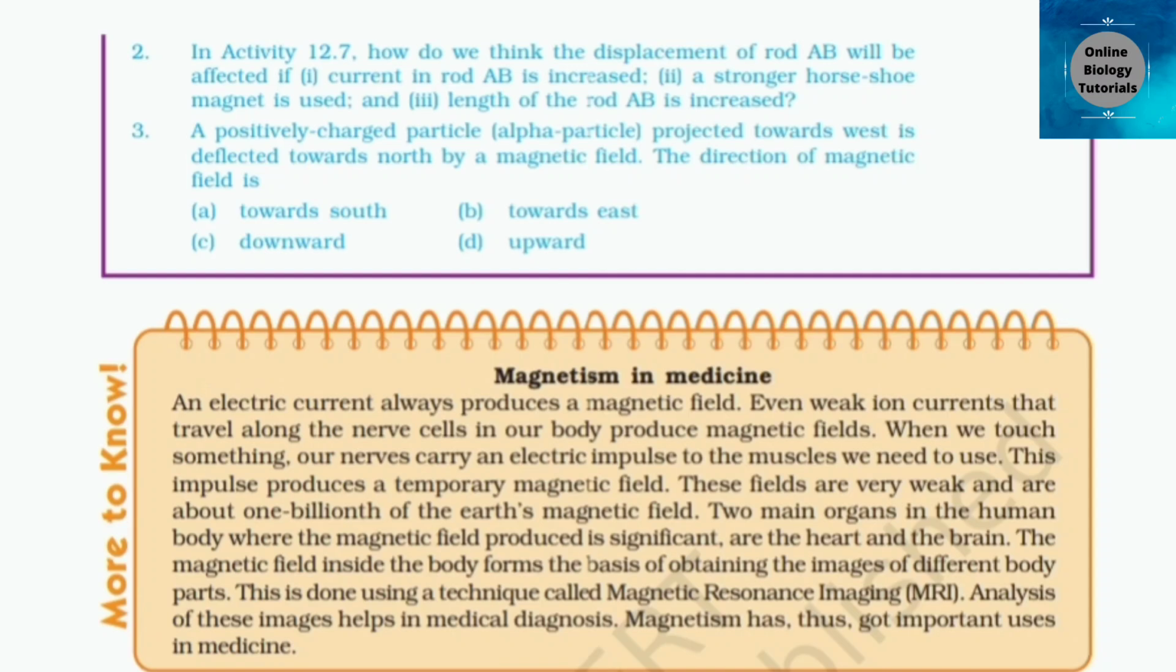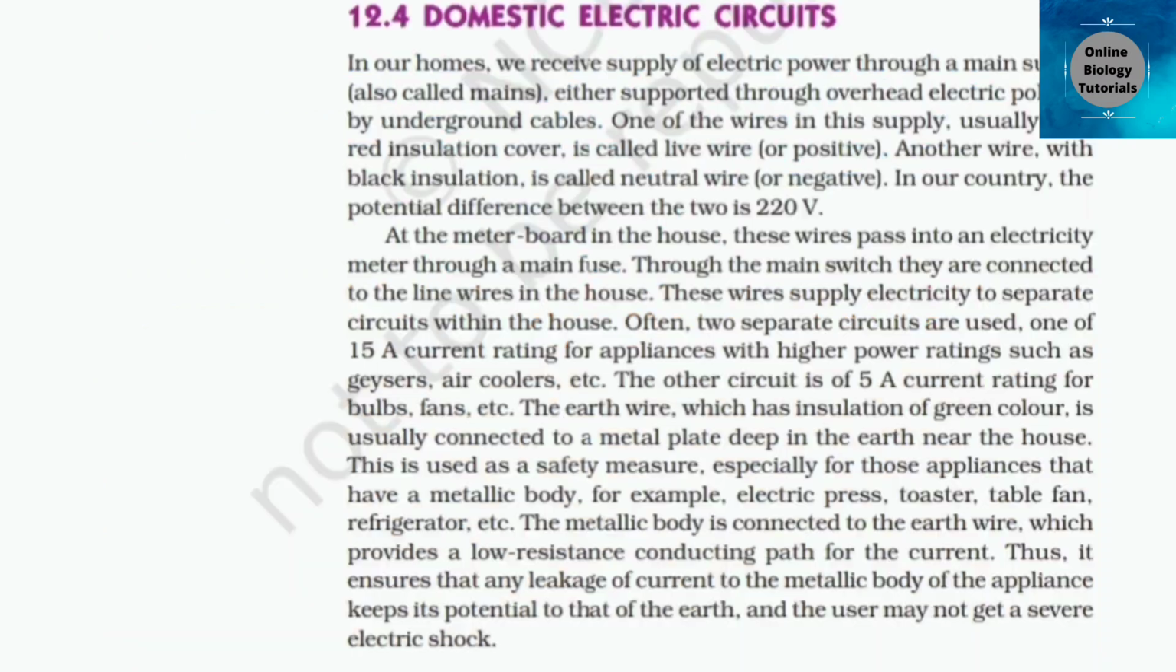The magnetic field inside the body forms the basis of obtaining the images of different body parts. This is done using a technique called magnetic resonance imaging, MRI. Analysis of these images helps in medical diagnosis. Magnetism has thus got important uses in medicine.